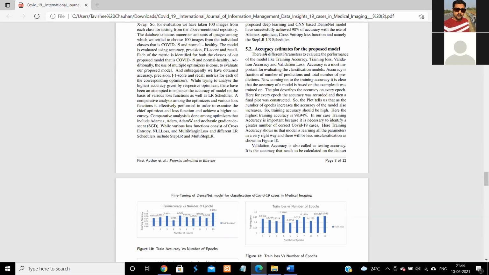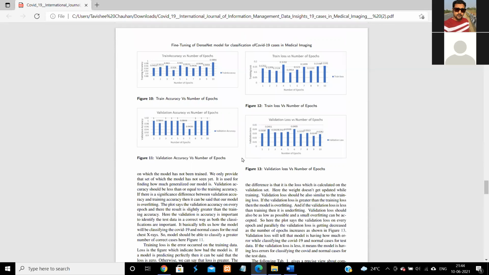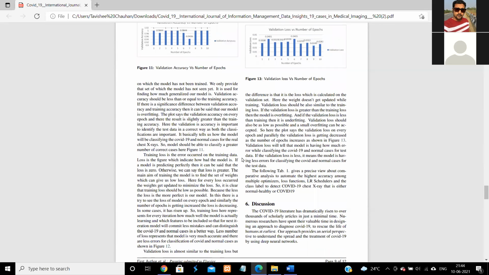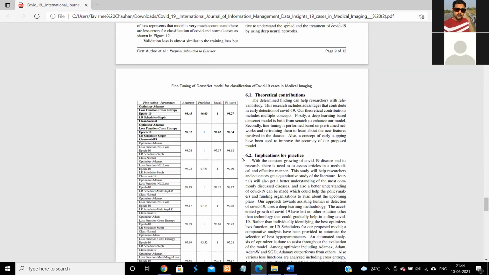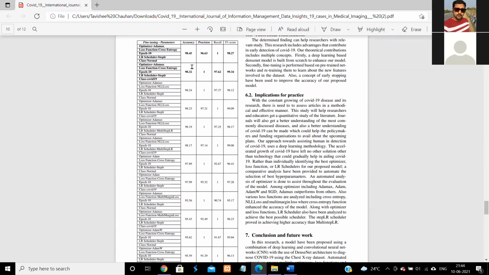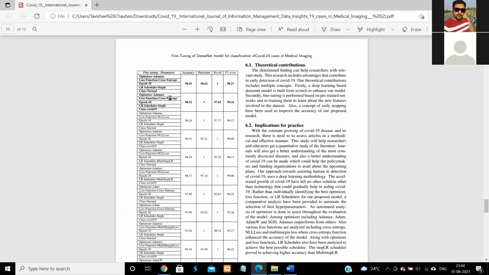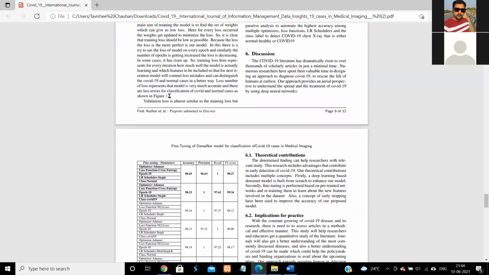Then this is the thing I was talking about, that is the accuracy estimates for the proposed model. This is about the evaluation part, that is training versus how many epochs we had taken for the particular training. This is the table where we have used a number of optimizers and a number of loss functions, among which we got ADAMAX as the outperforming optimizer with 98.4% accuracy. So this was the novelty of our paper. We did automation of fine tuning parameters.